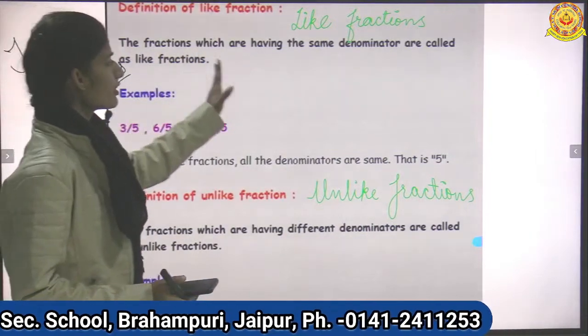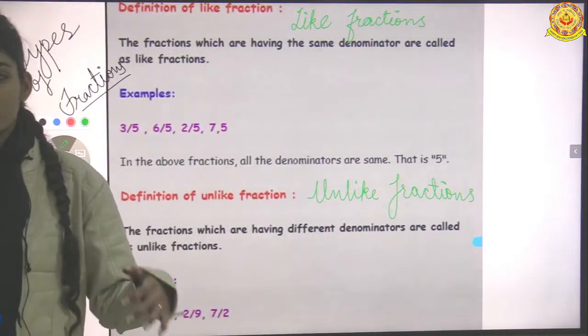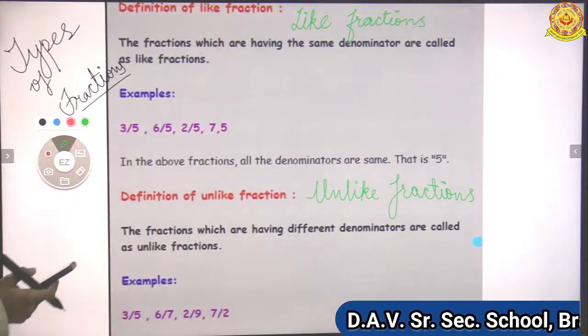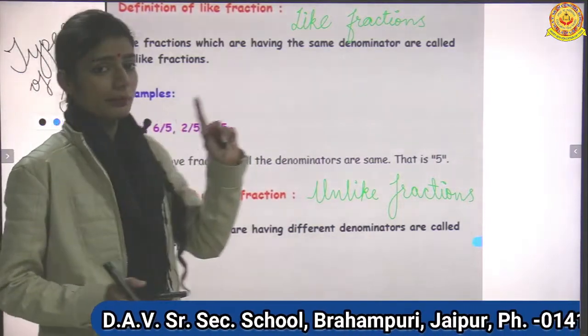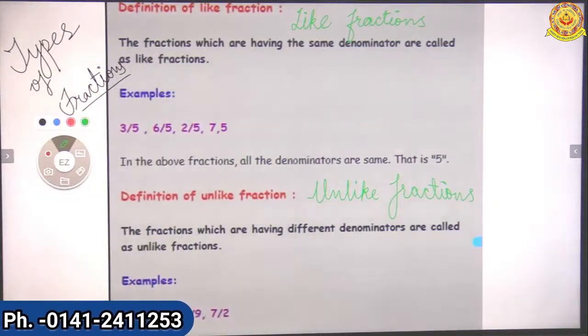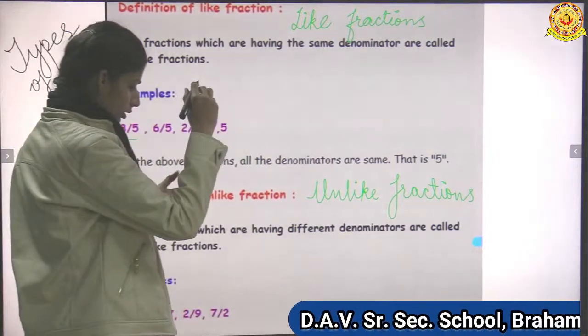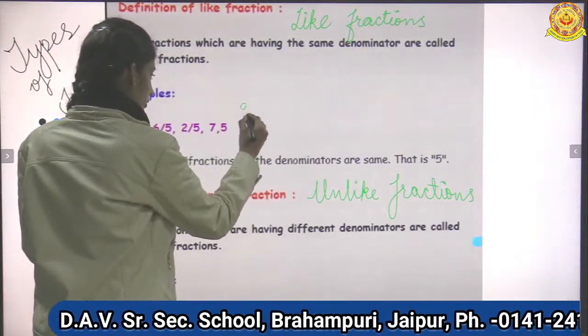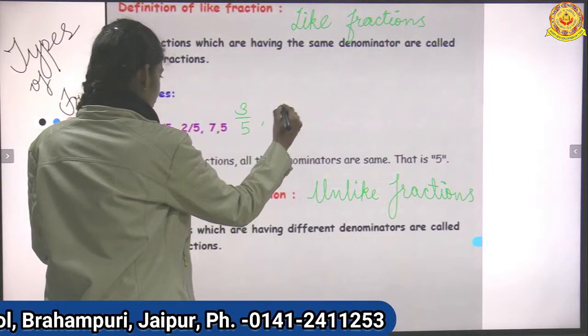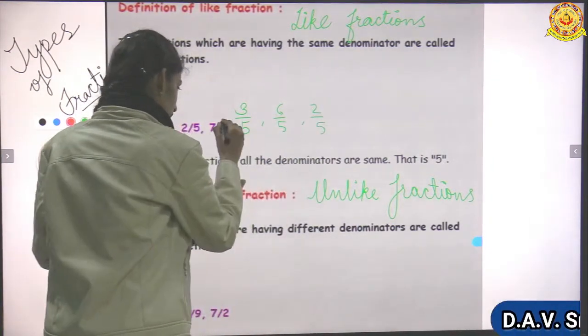The fractions which have the same denominator are called like fractions. Denominator means the number that is written under the fraction bar. Like in this we are given 3 upon 5. I think this is not visible to you, so let me write it. 3 upon 5, 6 upon 5, 2 upon 5 and 7 upon 5.